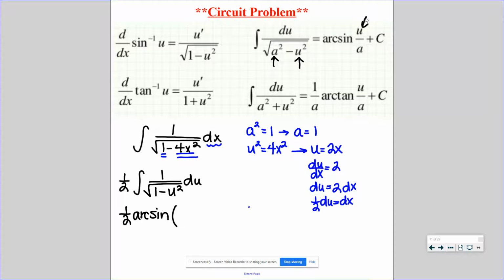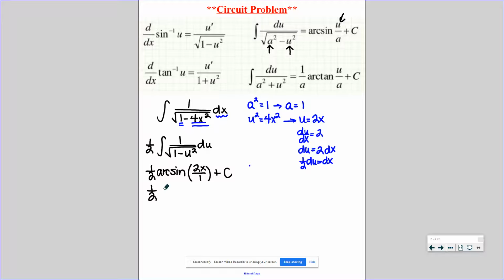Here's the catch. The antiderivative is arc sine, but inside of that is u divided by a. U in this problem is 2x, a is 1. So you need 2x over 1 plus c. And then, of course, if you want to, instead of 2x over 1, you could just call it 2x. And you're pretty much done. Keep in mind, arc sine is the same as inverse sine, so you could also write it like this. Actually, I think it is written this way on your circuit.